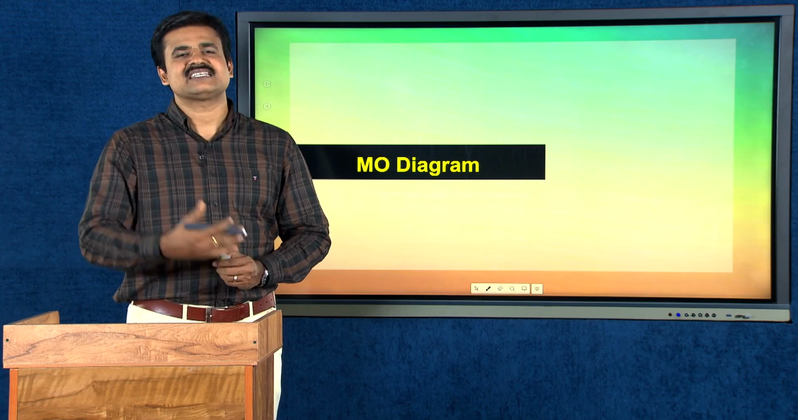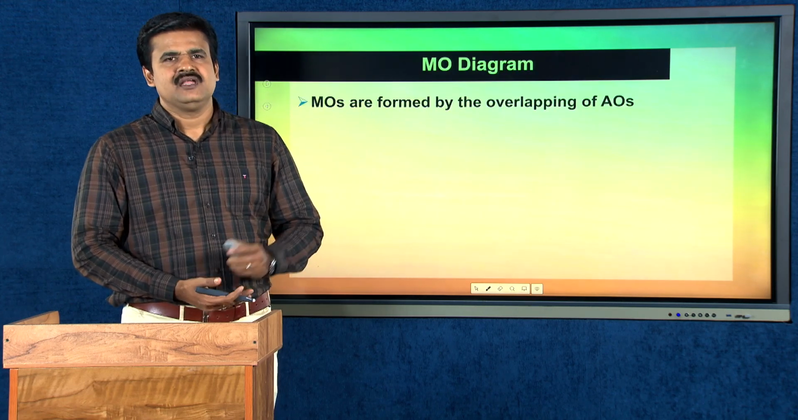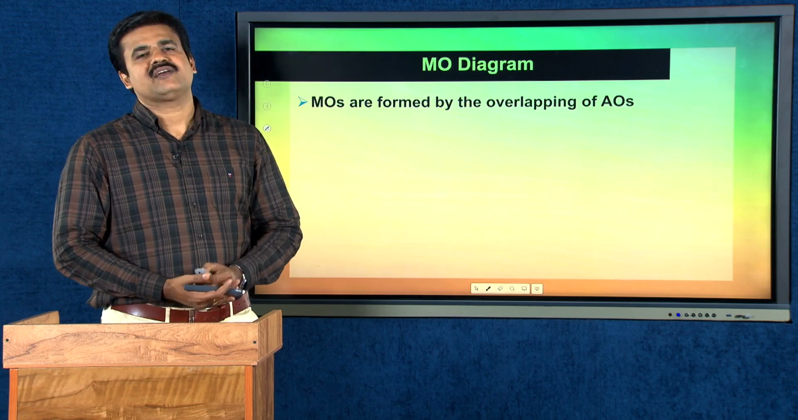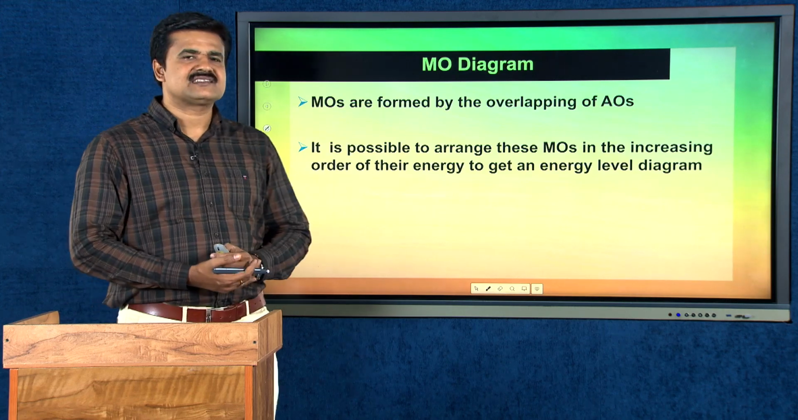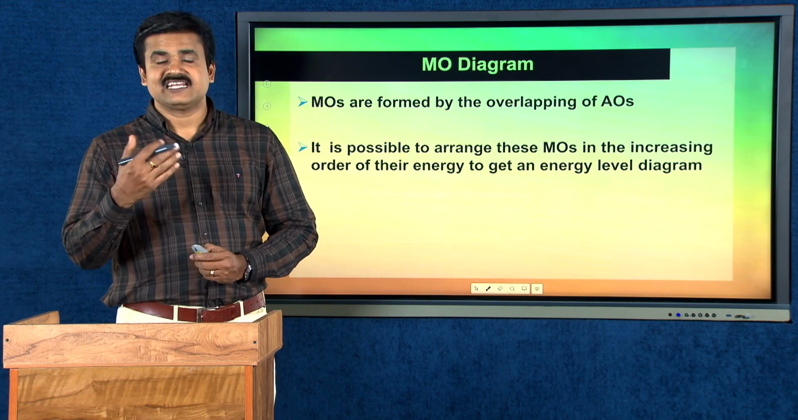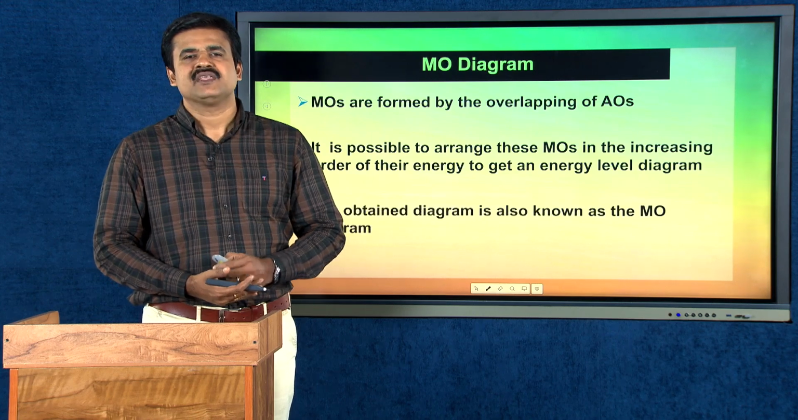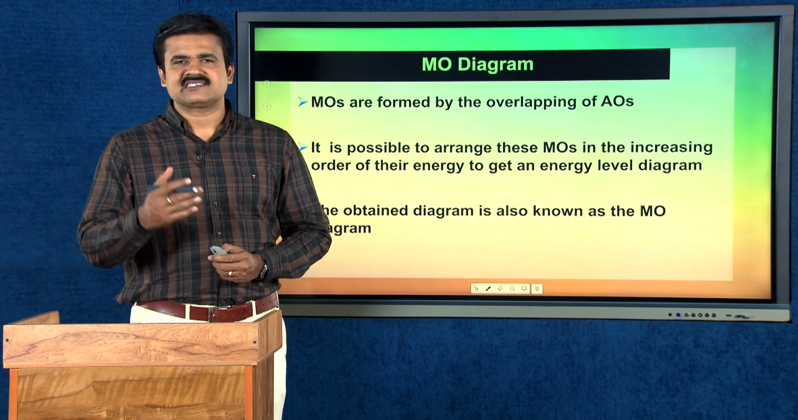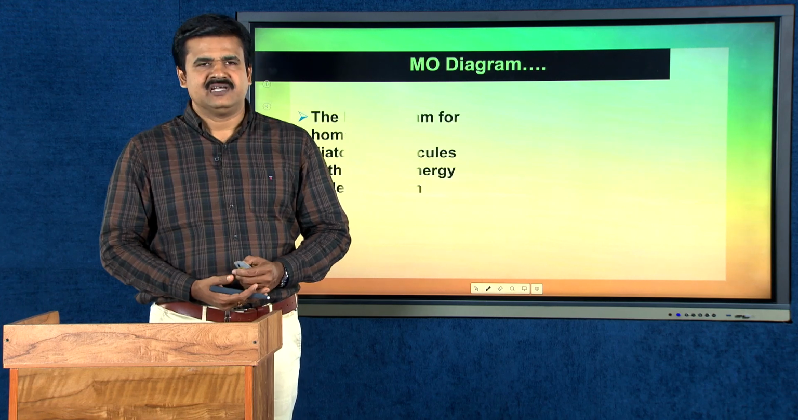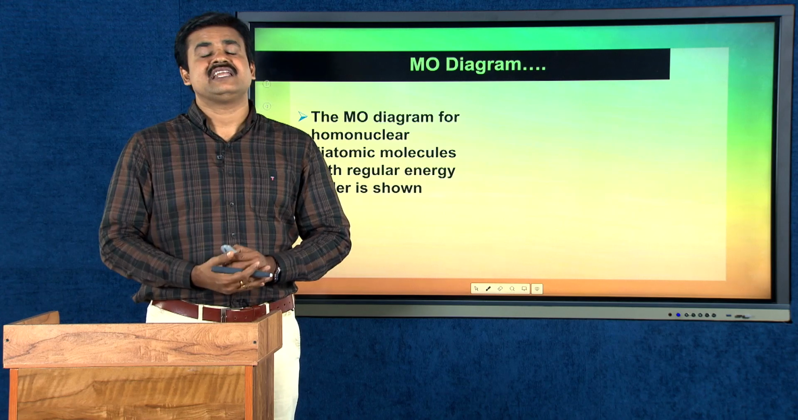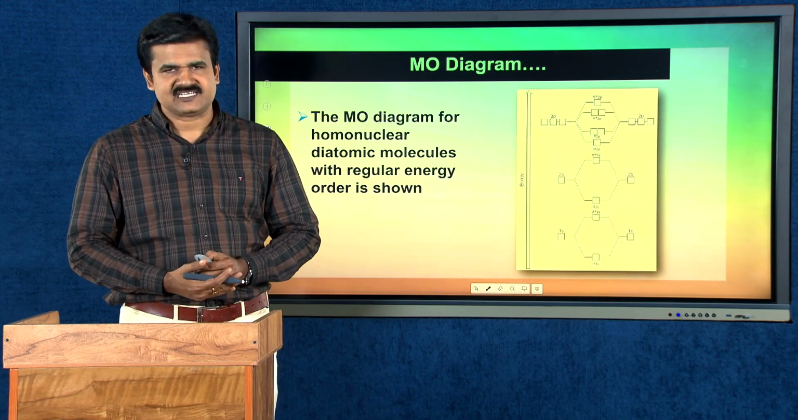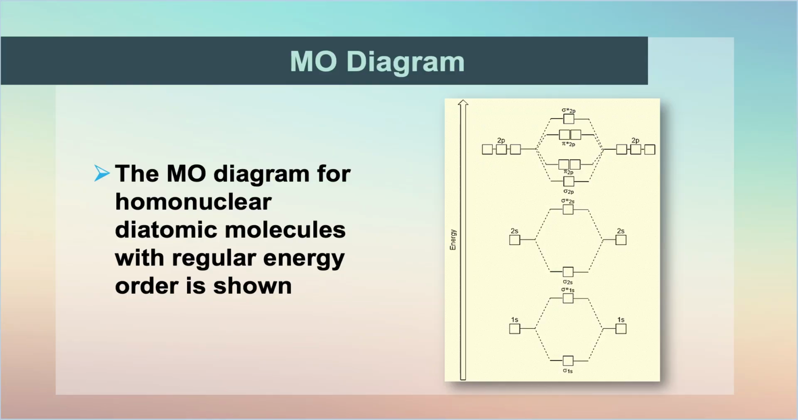We are now just revising the concept of the molecular orbital diagram. The molecular orbitals are formed by the overlapping of atomic orbitals. It is possible to arrange these molecular orbitals in the increasing order of their energy to get an energy level diagram or the molecular orbital diagram. The obtained energy level diagram is named as the MO diagram, and the MO diagram for homonuclear diatomic molecules with regular energy order is shown here for your reference. I am showing this to just revise the concept of the molecular orbital diagram of homonuclear diatomic molecules with a regular energy order.